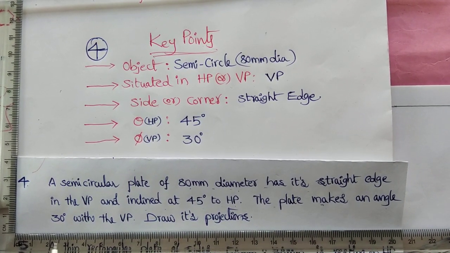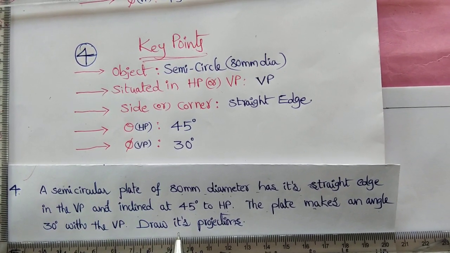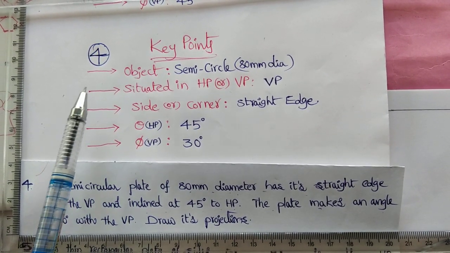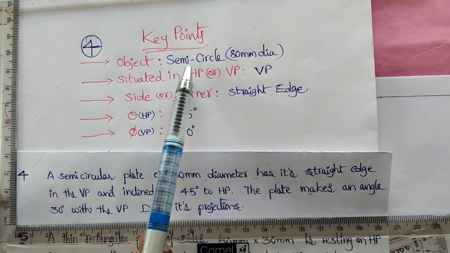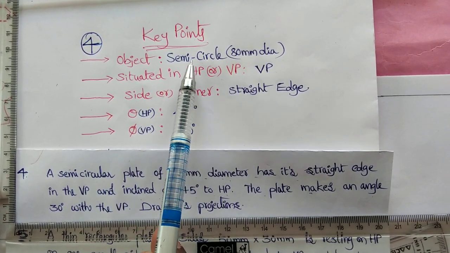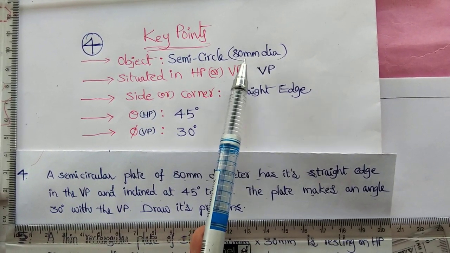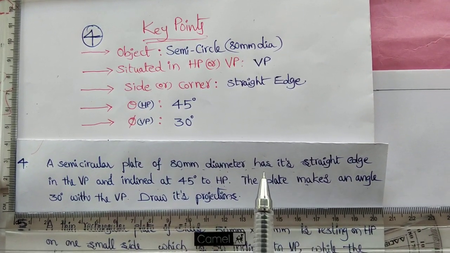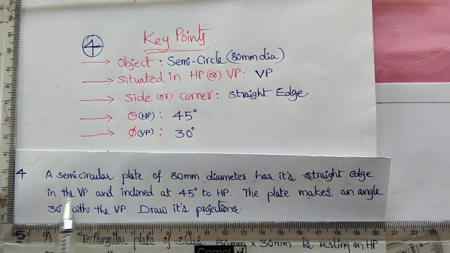The plate makes an angle of 30 degrees with VP. Draw its projections. Now let us see the key points of this particular problem. Our object is a semicircle, the dimensions of this one: 80 mm diameter, that means 40 mm radius from this particular point, and has its straight edge in the VP.